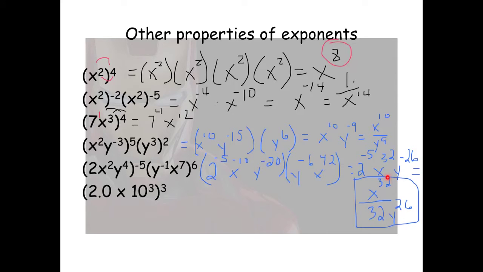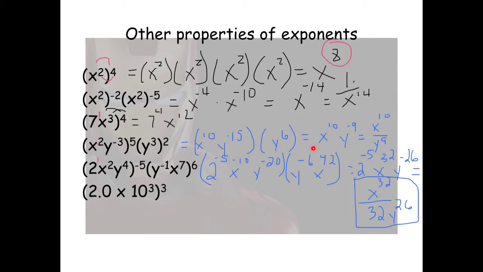32y to the 26th power. So how do we get that? First step, start by multiplying. Don't forget this 2 has an imaginary 1, so I'm going to add that in as an exponent. Negative 5 times 1 is negative 5. Negative 5 times 2 is negative 10. Negative 5 times 4 is negative 20. Then we work on our second term, 6 times 7 is 42, 6 times negative 1 is negative 6.